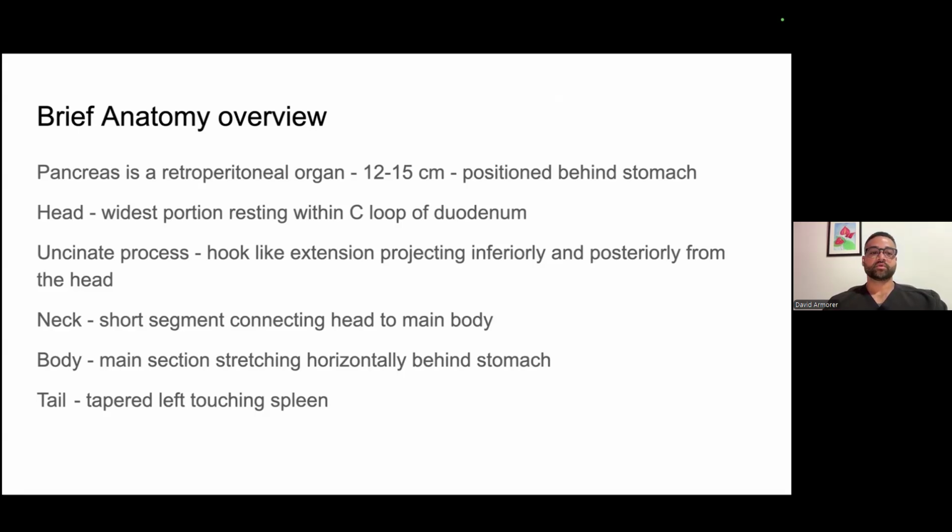Then you have the uncinate process, which is a hook-like extension, which loops around, projecting inferiorly and posteriorly from the head, as well as the neck, which is the short segment connecting the head to the main body, and then the body, which is the main section stretching horizontally behind the stomach in front of the splenic artery, and then the tail, which is tapered to the left, touching the spleen, the splenic hilum.